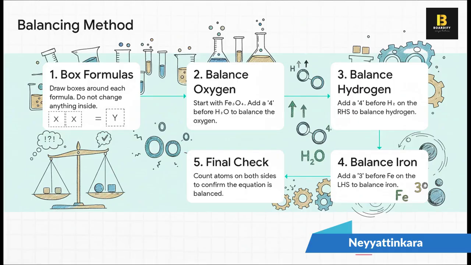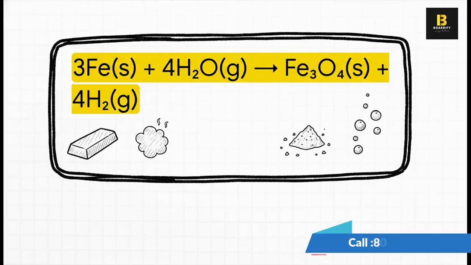And now, let's check. 3 iron on both sides, 8 hydrogen on both sides, 4 oxygen on both sides. Perfect. It's balanced. And there you have it, our final beautiful balanced equation. And you see those little letters in the brackets, the S for solid and G for gas? Those are just state symbols. They give us a little extra information, telling us that solid iron reacts with gaseous water or steam.